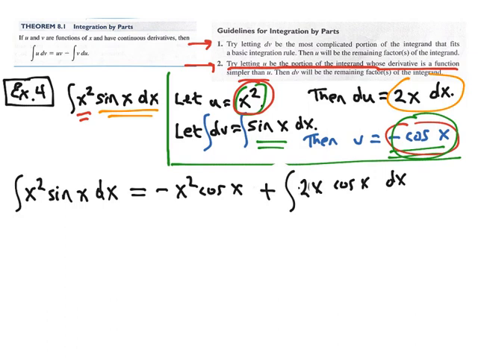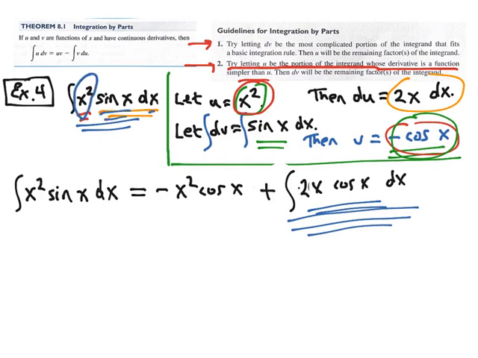So now we look at this, and the integral that we have here is still something that we cannot solve. We don't know what the antiderivative is. So we have not finished our problem, but we've made progress, because this does seem simpler than what we started with initially. Because we had x to the second power times sine x dx initially, and here we have 2 times x to the first power times cosine x dx.